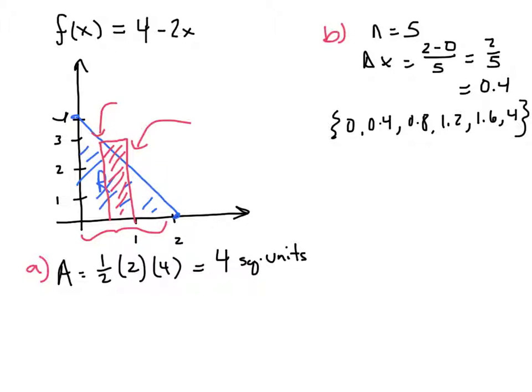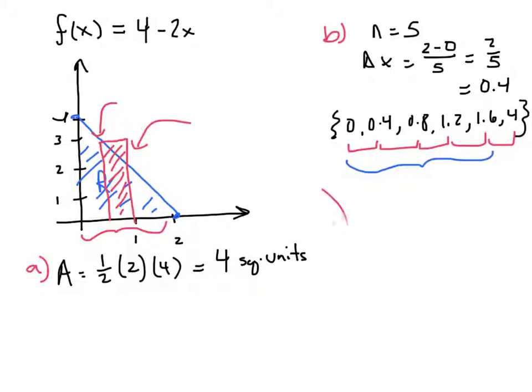Since we're using the left-hand endpoint of each interval, we're basically only talking about 0, 0.4, 0.8, 1.2, and 1.6. 2 is a right-hand endpoint. It's not a left-hand endpoint. Now we're going to be plugging 0, 0.4, 0.8, 1.2, and 1.6 into our function to get the heights of each rectangle. And then, we're going to multiply by delta x. We just factored it out. So here's the approximation for my area.